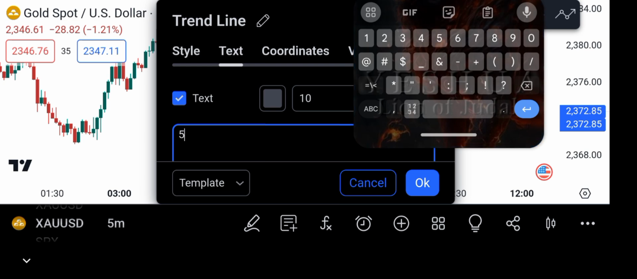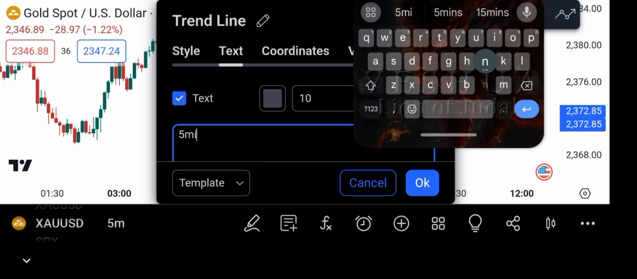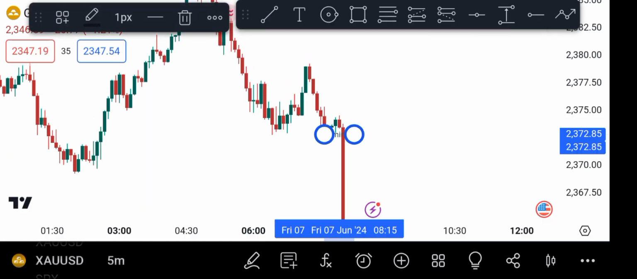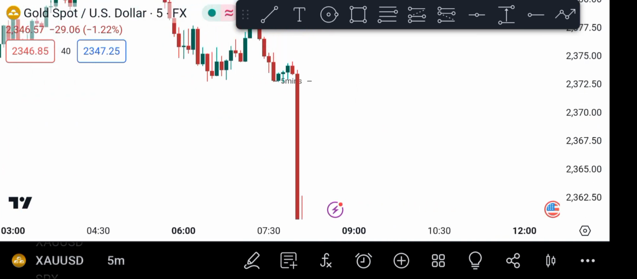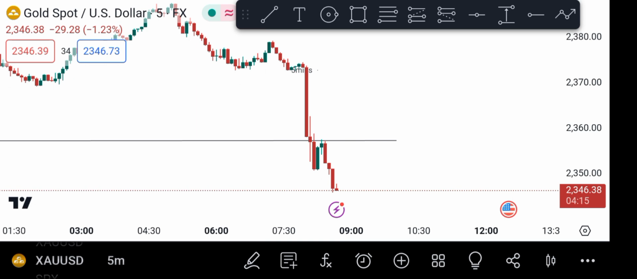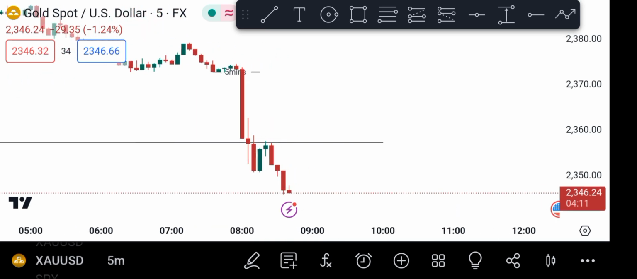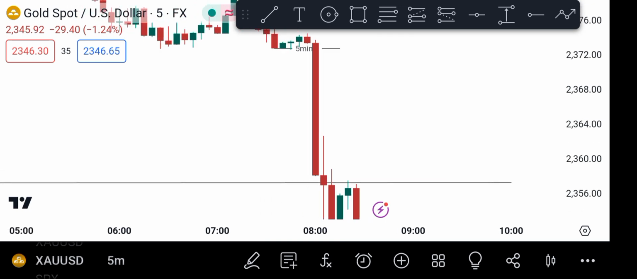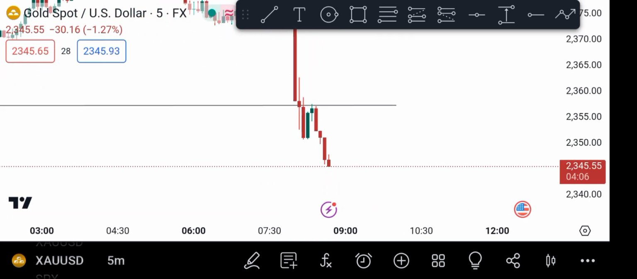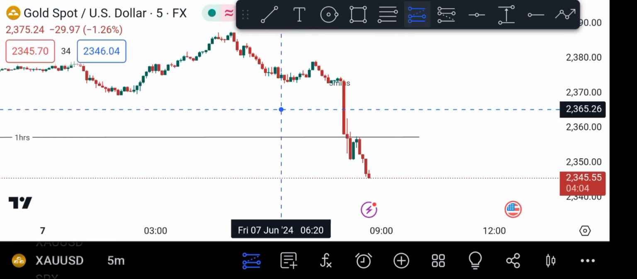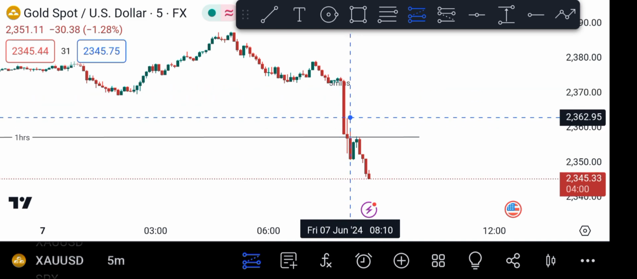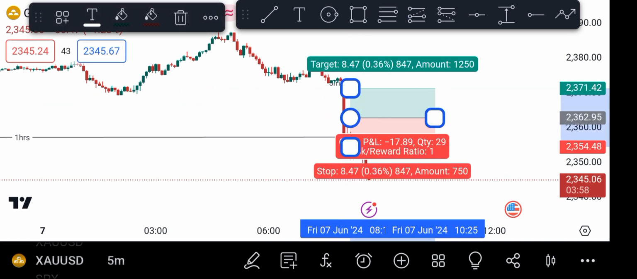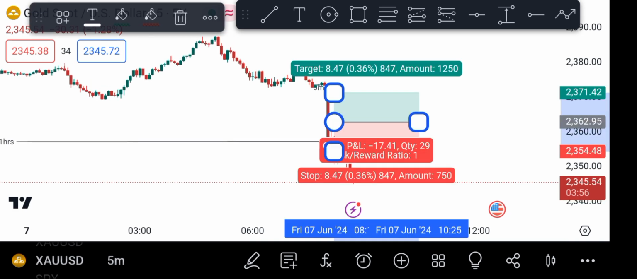Take note of this zone. 5 minutes. This is the zone. This one is for your entry and confirmation. Now immediately market broke this stuff, it came down here, closed above it. You understand? But if I was entering this trade, this is crazy, man. So this was how it was going to be. I would have entered from here because it has already closed above it.